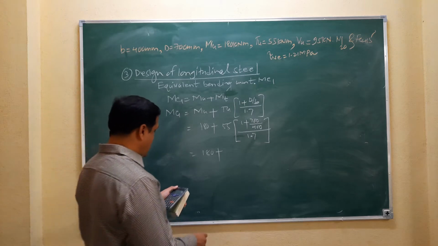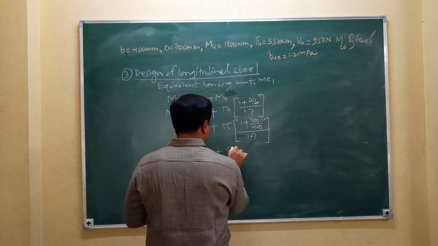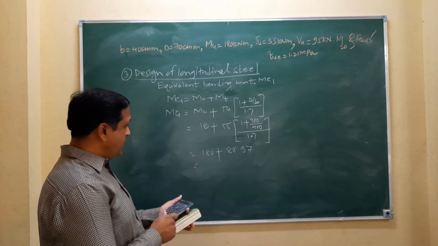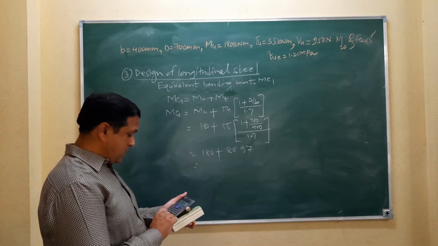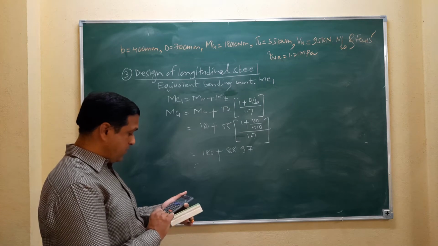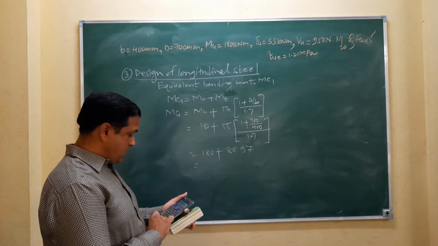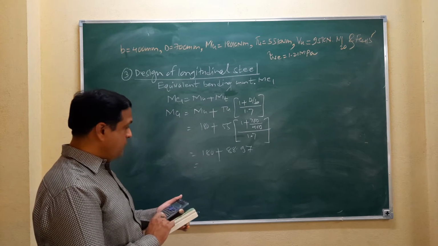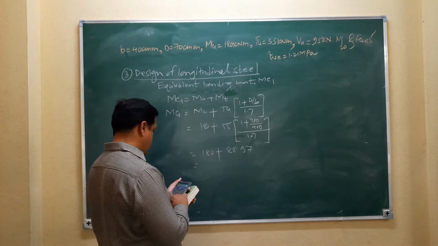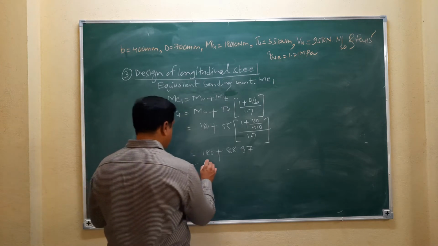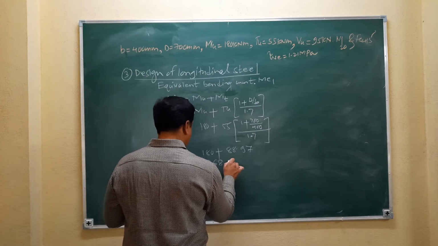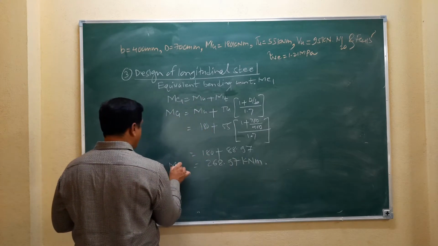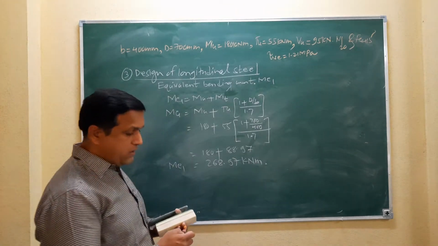This value is 88.97. I will check this value again. 700 divided by 400 plus 1, divided by 1.7, into 55. Yes, this value is correct. If you add it to 180, the final value is 268.97 kilonewton meter. So this is your Me1.